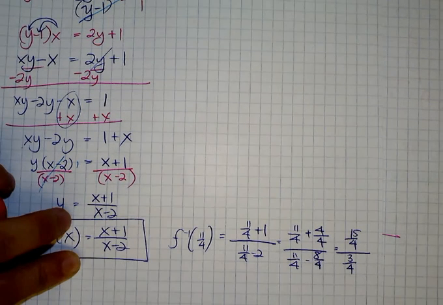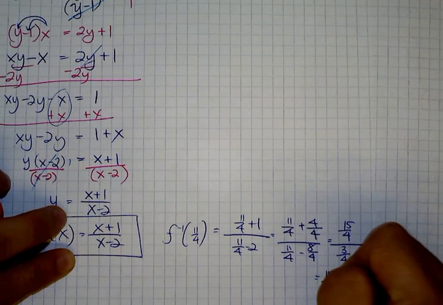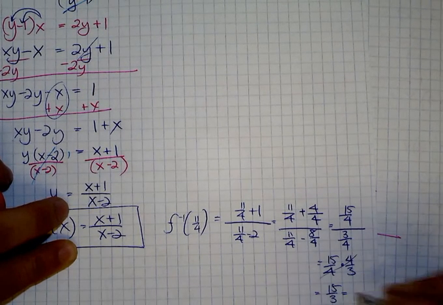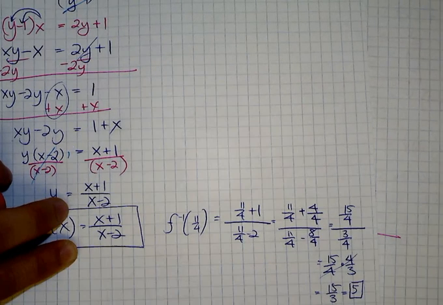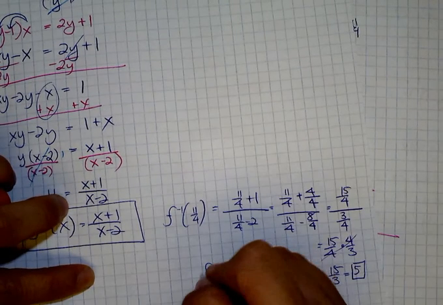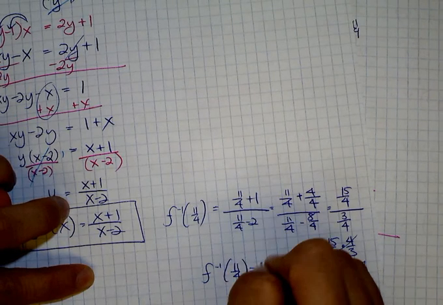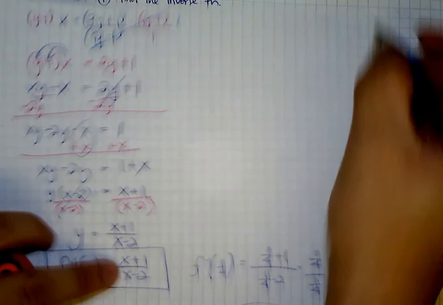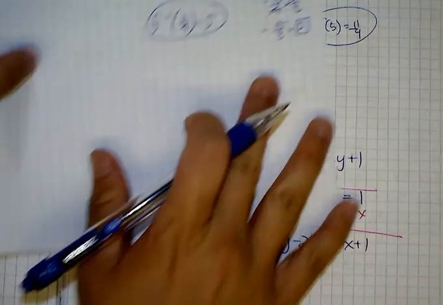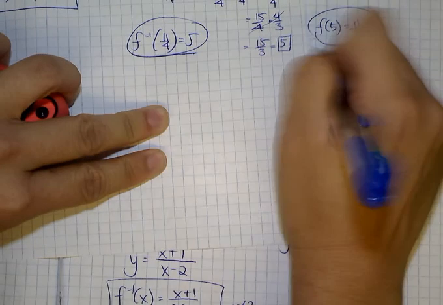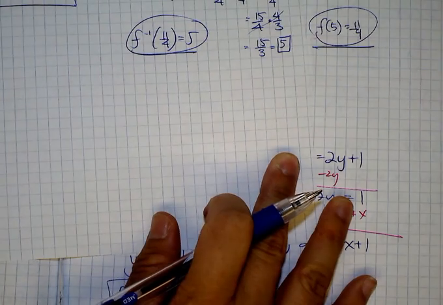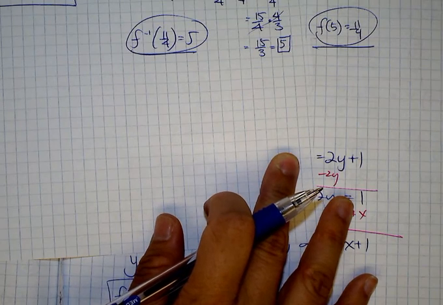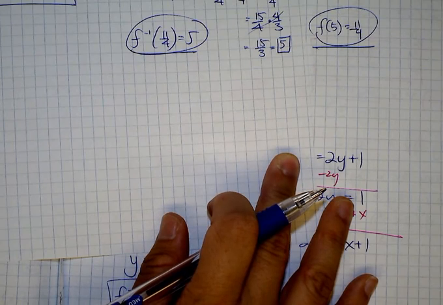Okay, copy, change, flip, sure. 15 over 4 times 4 over 3. The 4's become 1. 15 over 3 is 5. So f inverse of 11 over 4 is 5. And f of 5 up here was 11 over 4. So voila, they are inverses of each other. We checked it for one case, but if we want to check it for every case, we would do the example that we did in the pink. Okay? You get me?